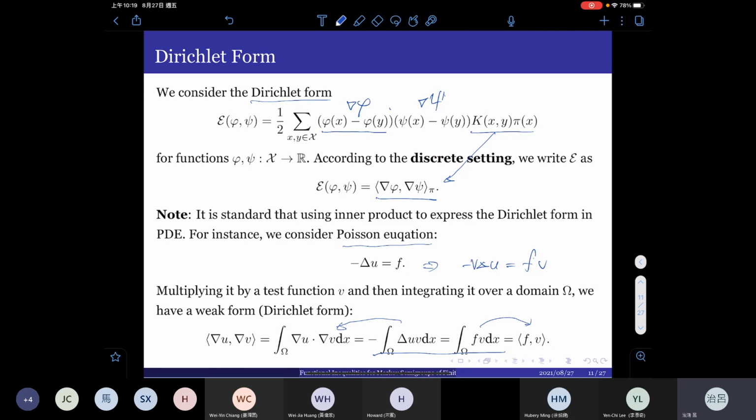So the Laplacian usually takes this form. The gradient divergence can move to the function v. So we get gradient u dot gradient v, and write it as the inner product. This can be referred to as the Dirichlet form of u and v. And we can use this to study the regularity and weak solutions.